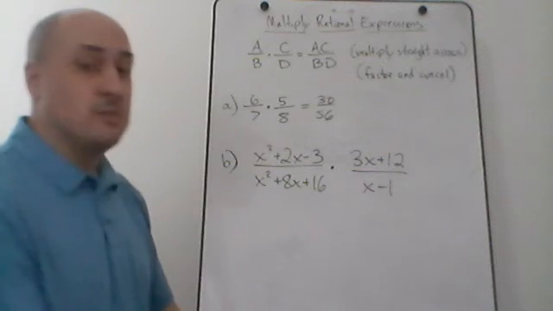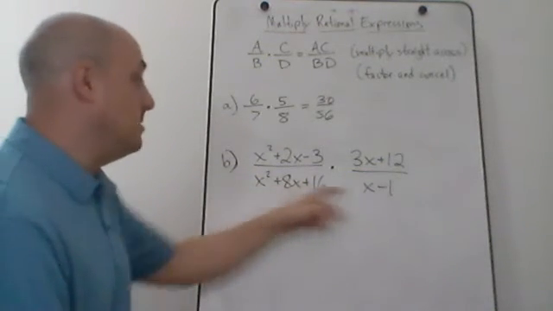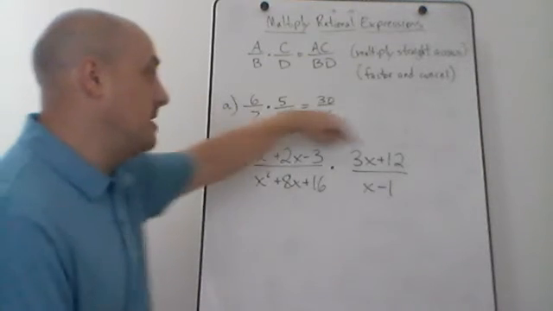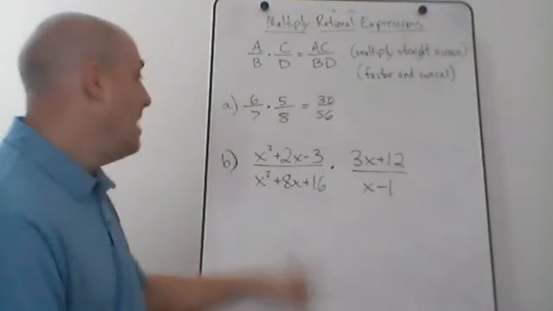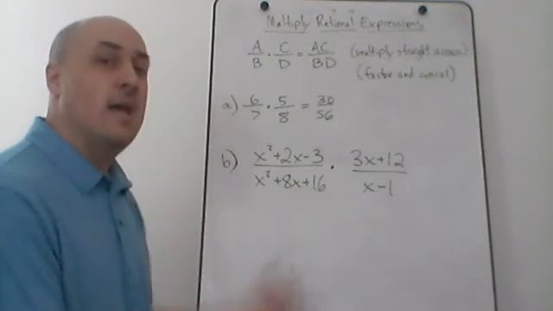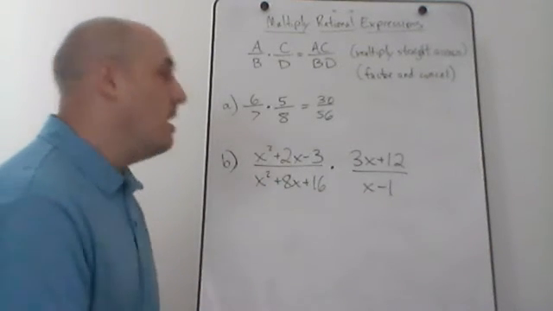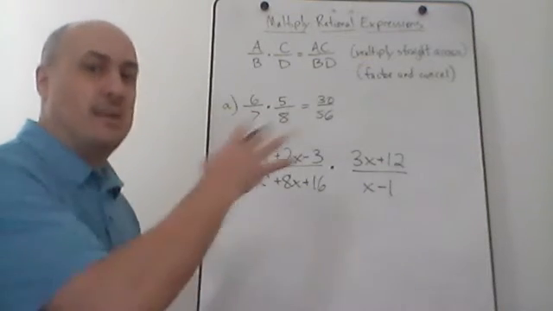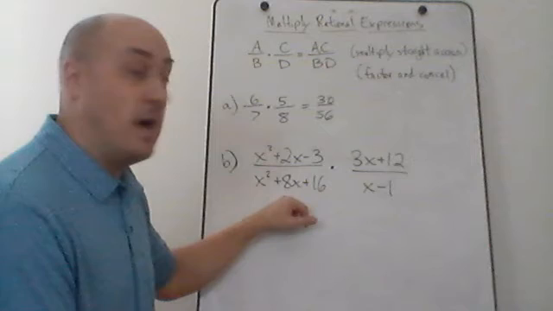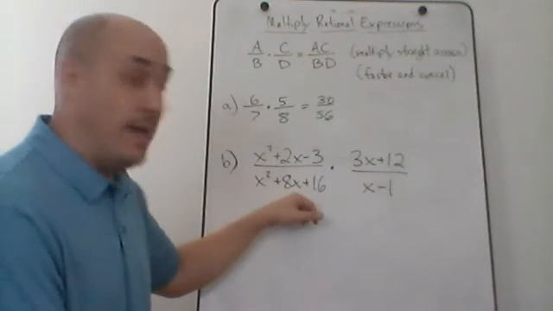Right? And think about it in terms of rational expressions. If I'm multiplying these two down here in example B, imagine multiplying the x squared plus 2x minus 3 times the 3x plus 12, and then multiplying the x squared plus 8x plus 16 times the x minus 1, and doing all the work to multiply that out, and then trying to figure out how to factor that so that you can simplify it. That's a lot of work, and I do not want to do that, and I do not want you to do that.